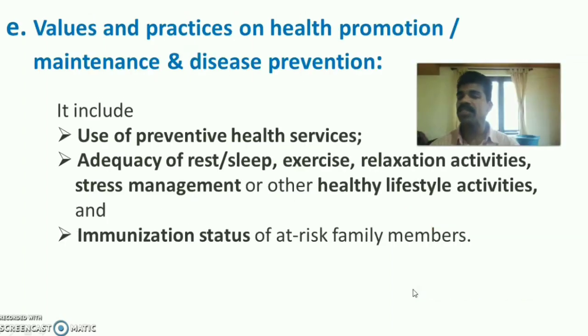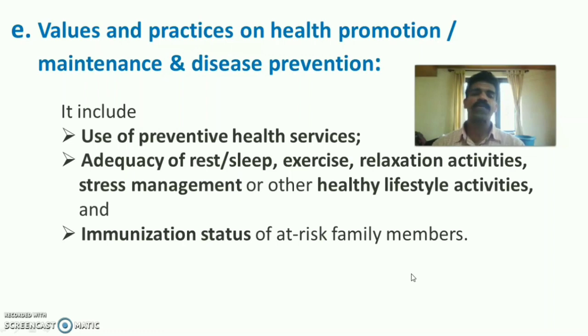The last one is values and practices of health promotion, health maintenance and disease prevention in the family. So which includes use of preventive health services. That is utilization of available health services from the community by the family members. Utilization of the Ayush or indigenous system of medicines, that is allopathy, Ayurveda, etc. So use of preventive health services. How the family members receive the preventive health services from the various health institutions from the community.